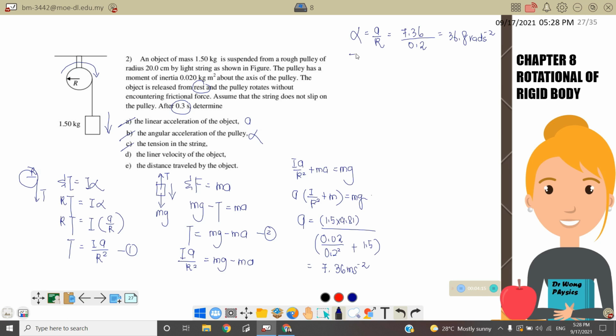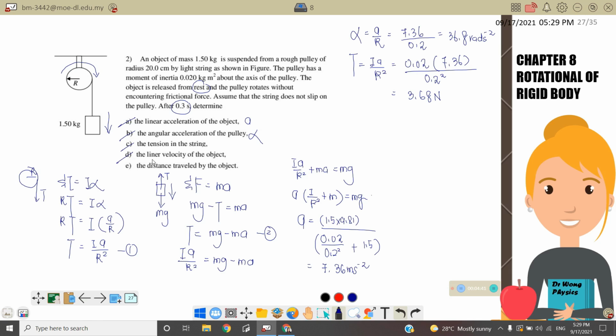Okay, so tension from equation 1 is equal to Ia over r squared, where I is equal to 0.02, a is the linear acceleration 7.36, and r is the radius 0.2 squared. So finally we will get tension equals 3.68 Newton.